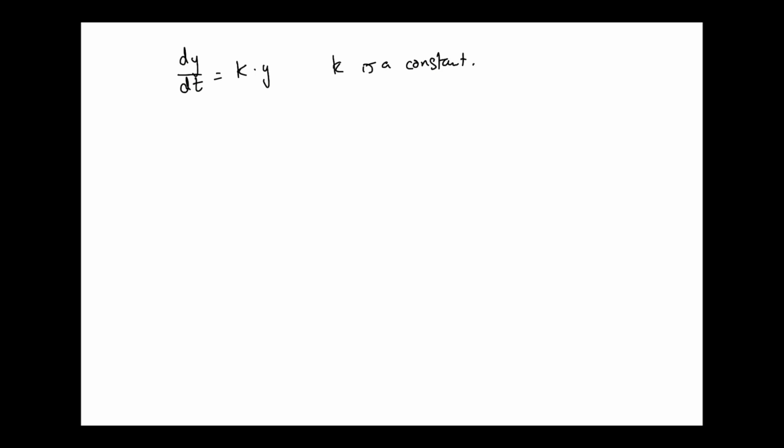Similarly, if k were positive, then we would know dy/dt is positive. So we can think about what the trajectory is going to look like just based on what this constant is. Now in this case, let's just, for the moment, pretend that k is 1 so that it's not there.